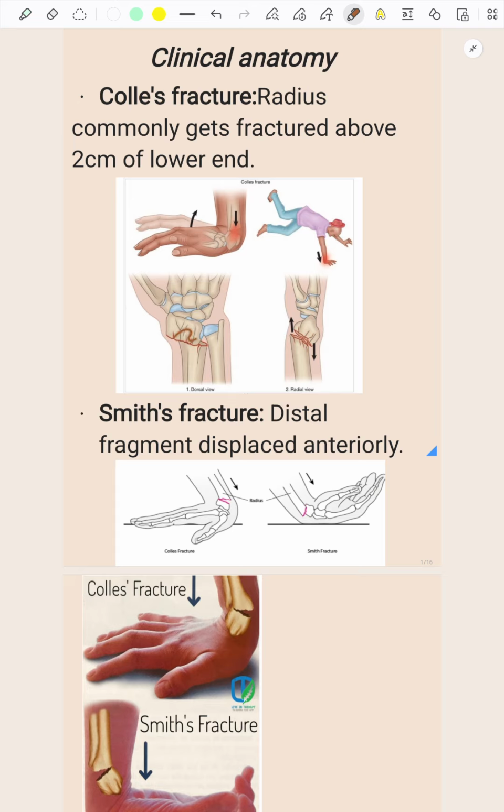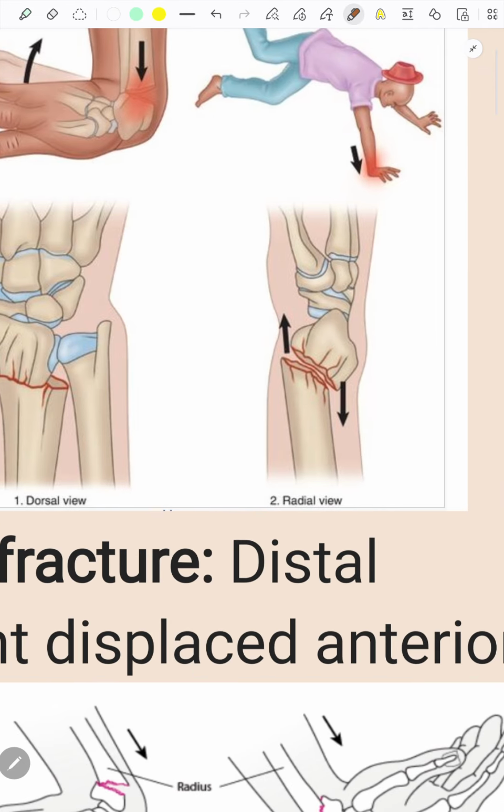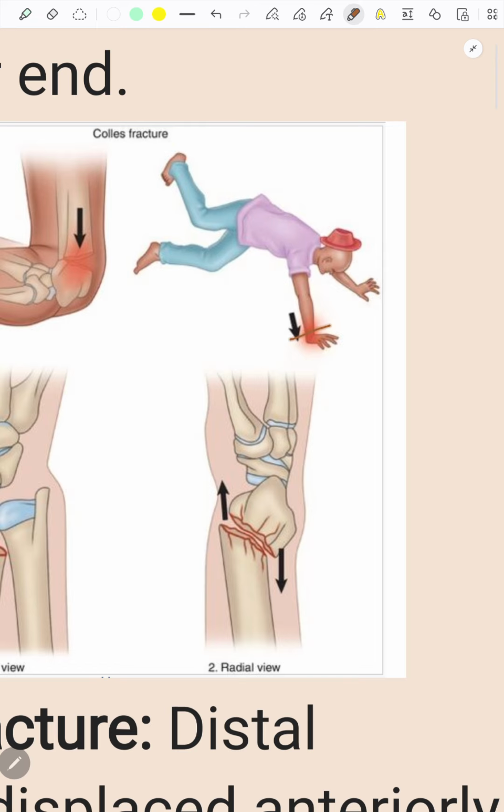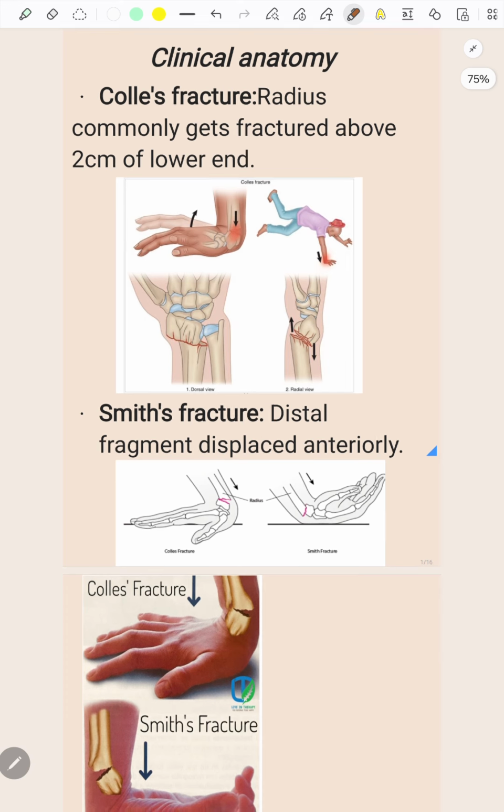So here we can see that this is the lower end of radius and this is just above the lower end. So this is Colles fracture. This is dorsal view and this is the radial view, that is side view. Here we can see that radius is fractured, which may be due to sudden fall from a height. So this is Colles fracture.